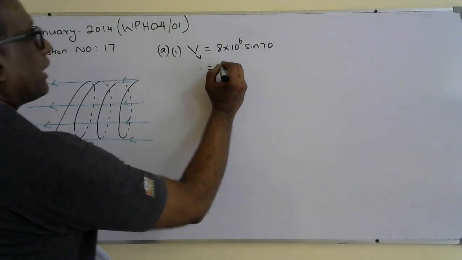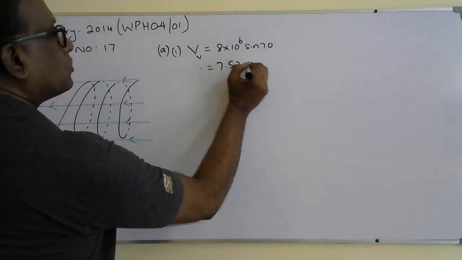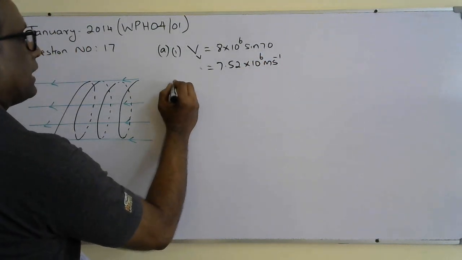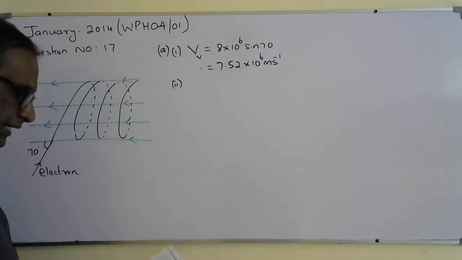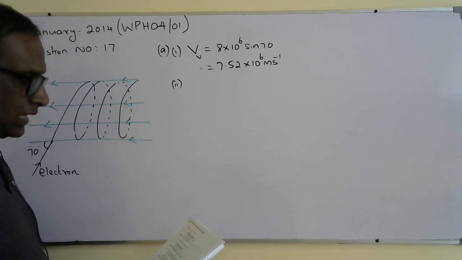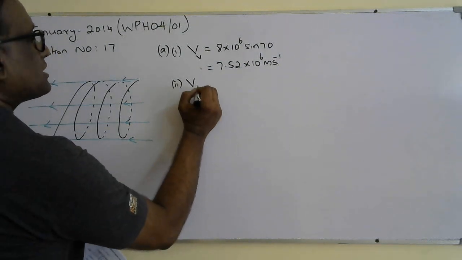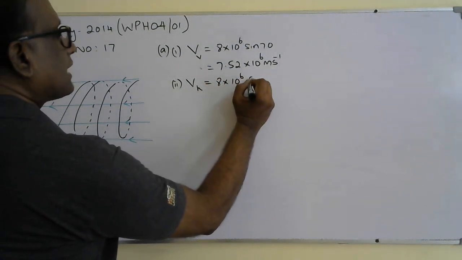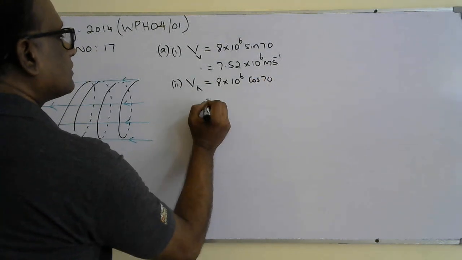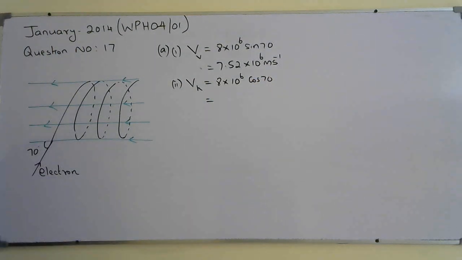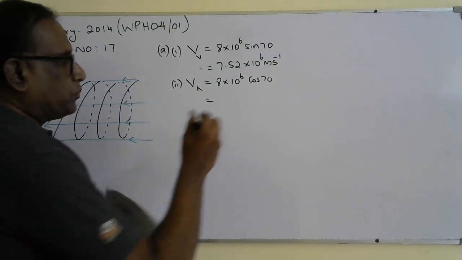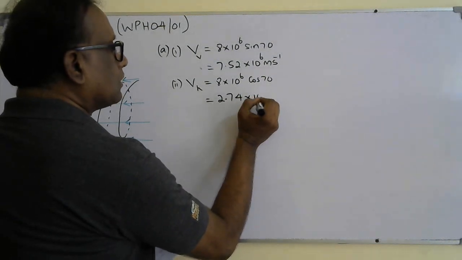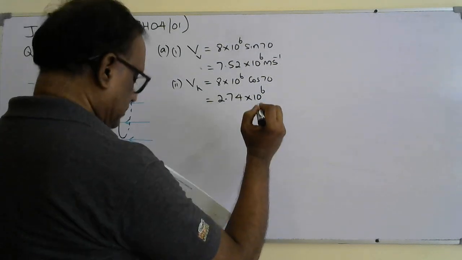So that is 7.52 × 10^6 meter per second. Second part, the component parallel to the magnetic field, so I can say horizontal component, that is 18 × 10^6 cos 70. That will be 2.74 × 10^6 meter per second.